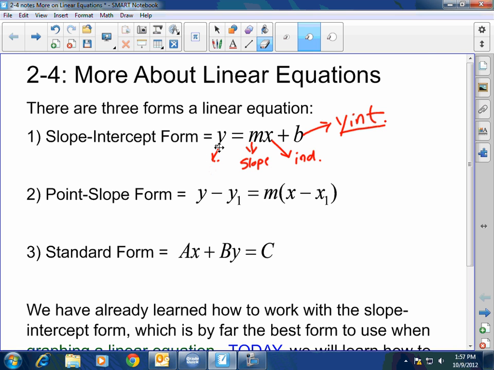Sorry, that's dependent for y. Thank you for catching that mistake, son. Y is dependent, X is independent. Thank you.